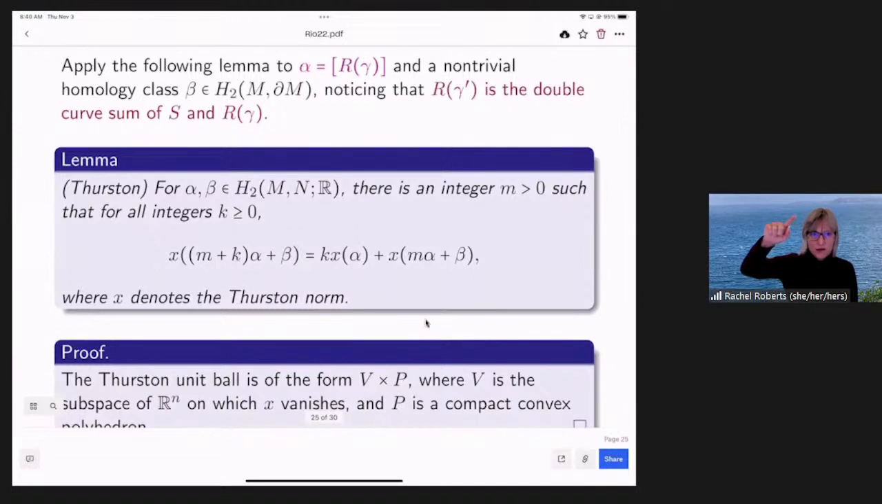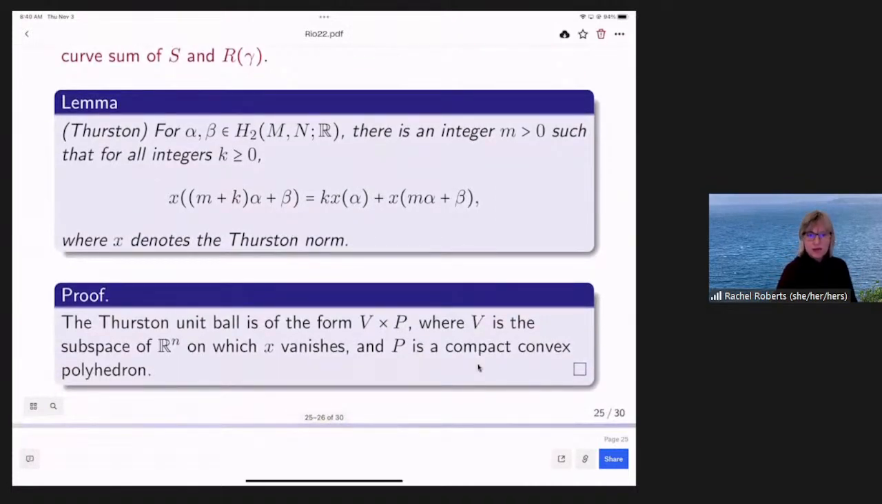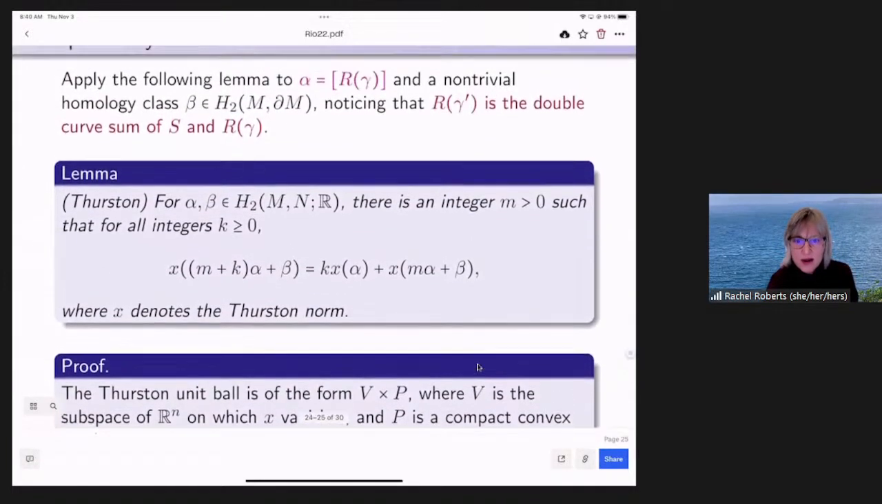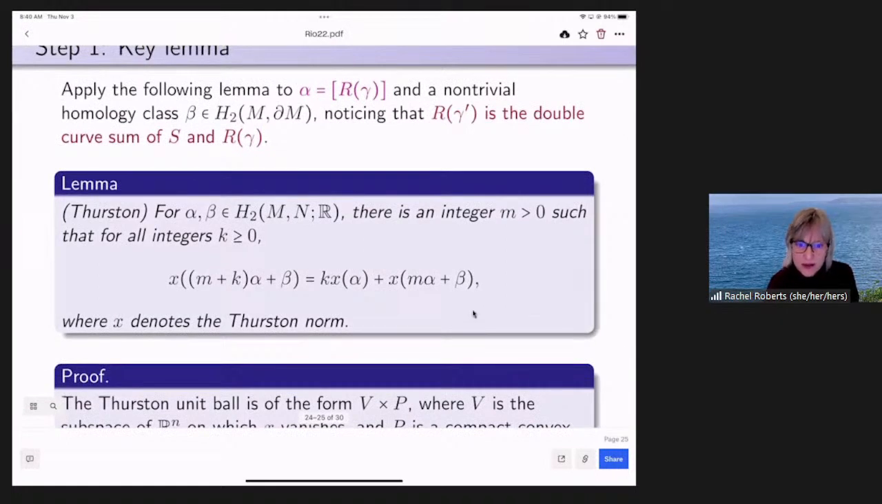So you've got these edges, and if you lie close enough to, sorry, I shouldn't say edges, dimension is wrong, but the Thurston norm ball is of the form V cross P, where V is a subspace of R^n, and P is a compact convex polyhedron. So that just means we've got linearity if we lie close enough to something nice. And so the game in showing tautness is to show that R gamma minus realizes the minimal Thurston norm, and R gamma minus is just the double curve sum of S and the previous R gamma. And the previous R gamma, by assumption, is Thurston norm minimizing.